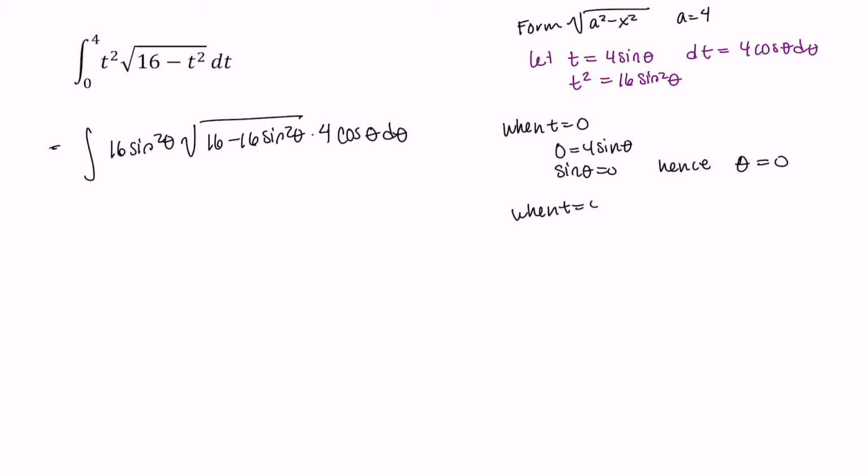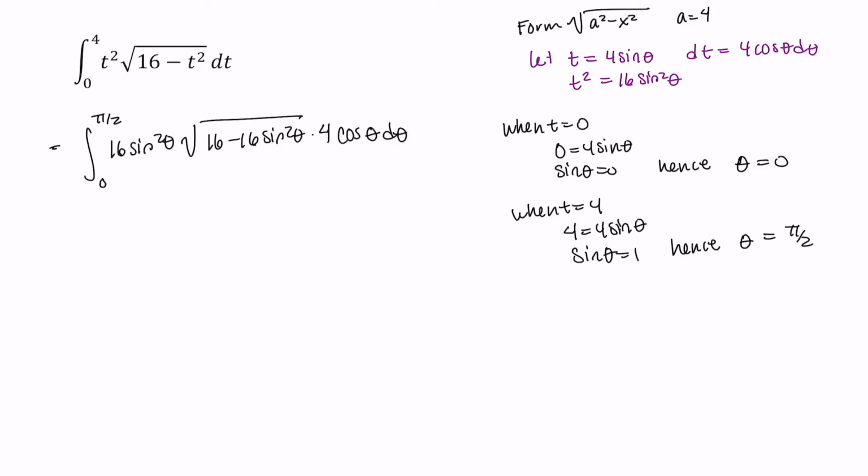When t is equal to 4, I'm going to again replace t here with a 4. 4 equals 4 sine theta, or sine theta is equal to 1. And sine of theta is equal to 1 when the angle is equal to pi over 2. So my limits of integration go from 0 to pi over 2.